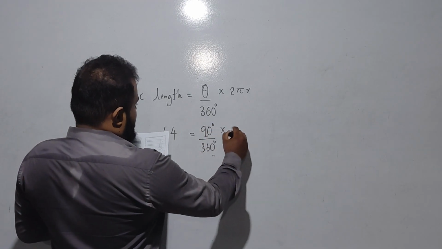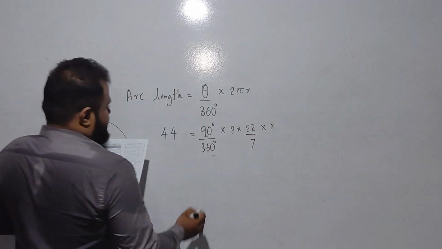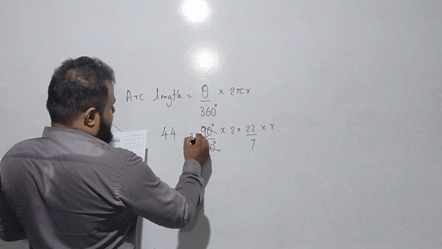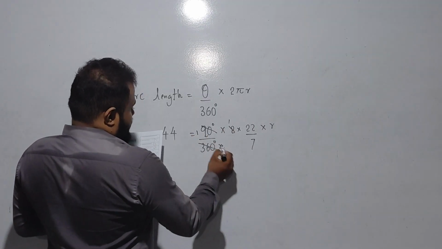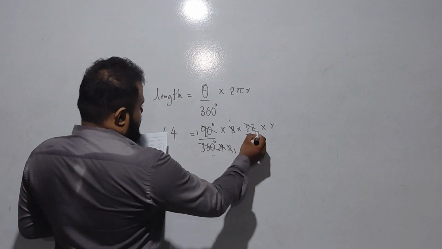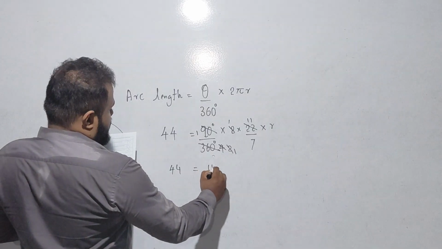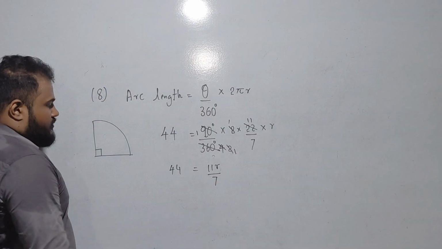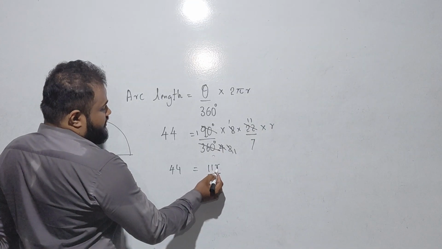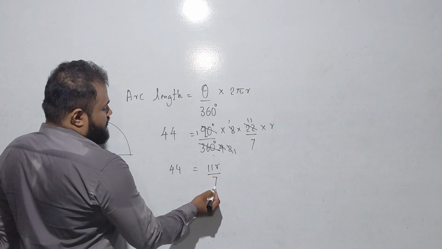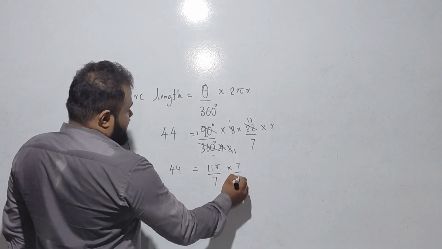44 equals 90 over 360 multiplied by 2 into pi, which is 22 over 7, into r. 90 and 360 can be cancelled as 1 over 4. Then 2 has 1 and 4 has 2, 2 has 1 and 22 has 11. Now 44 is equal to 11r over 7. Now we have to make r the subject. What has happened to r? r has been multiplied by 11 and divided by 7. So we have to do the inverse: we multiply by 7 and divide by 11.